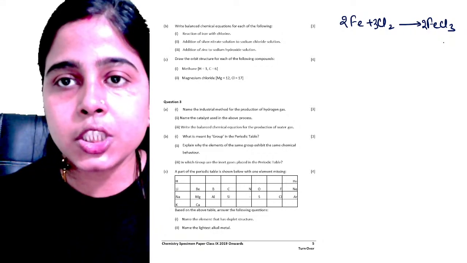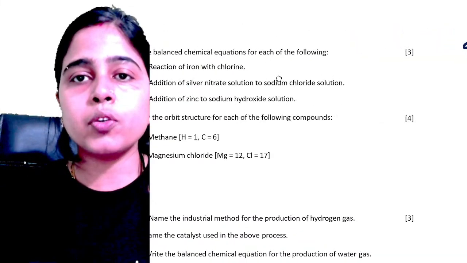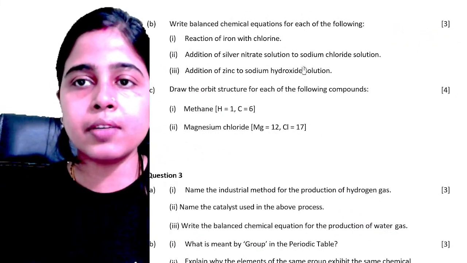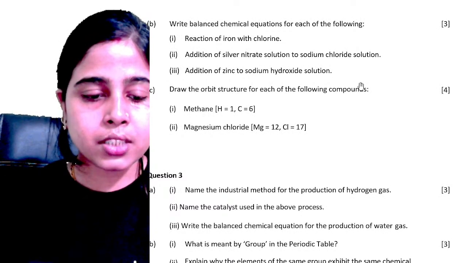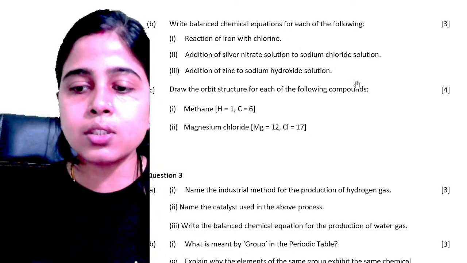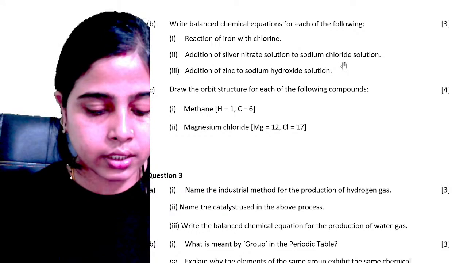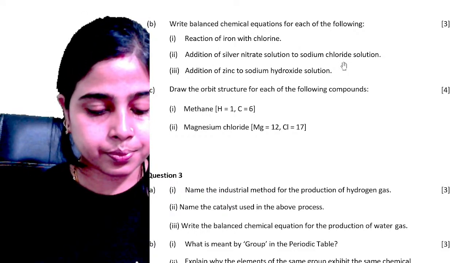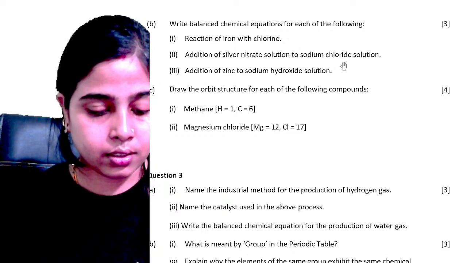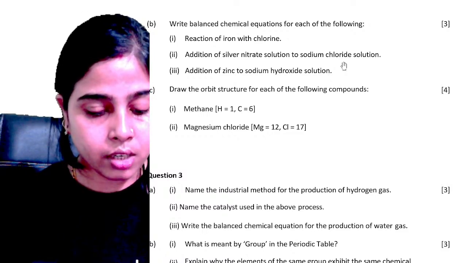Now, addition of silver nitrate solution to sodium chloride solution. You have to write a balanced chemical equation for it. All of you, please try to answer this. So what is the correct answer to this question? Yes, all of you, please try to answer.